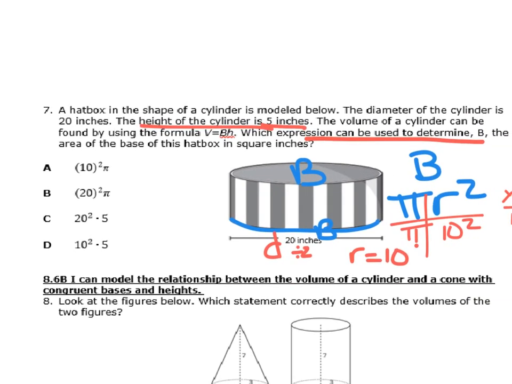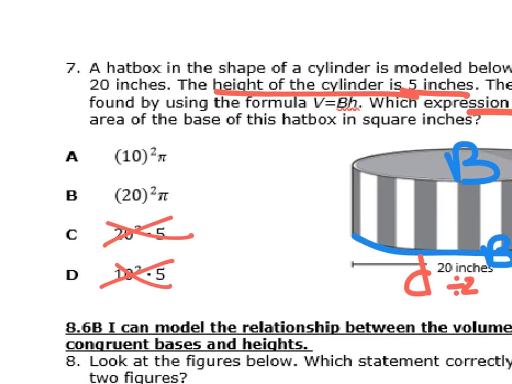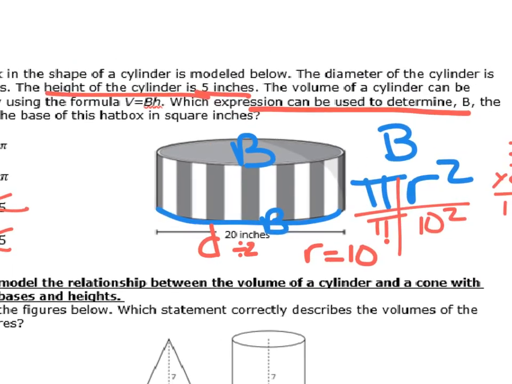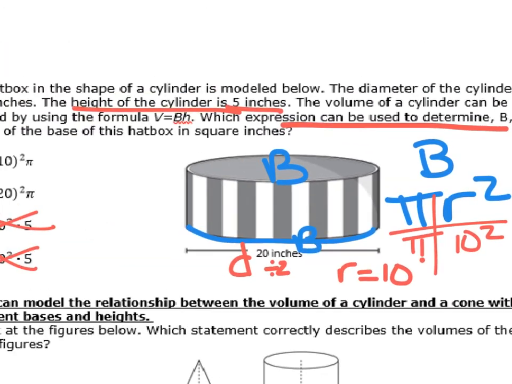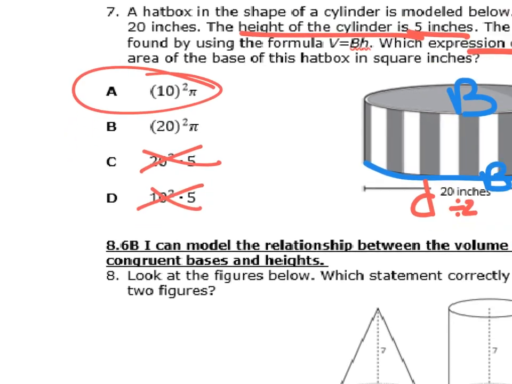So I'm looking for pi times 10 squared. So this one doesn't even have pi in it. C doesn't even have pi in it. D doesn't even have pi in it. So I'm down to A and B. Well, it said to use r, my radius, so I chose to use 10 squared instead of 20 squared. So A is the one that shows 10 squared.